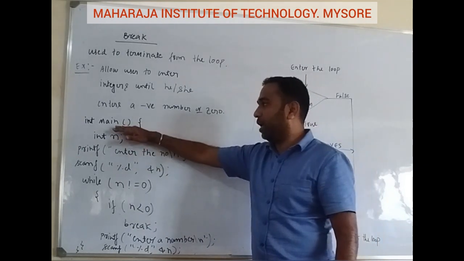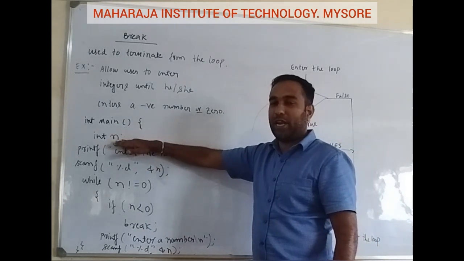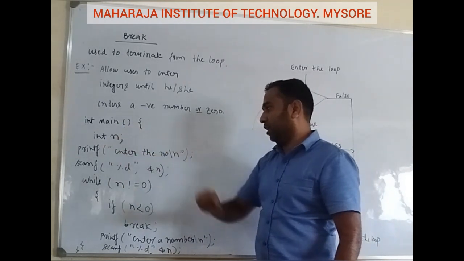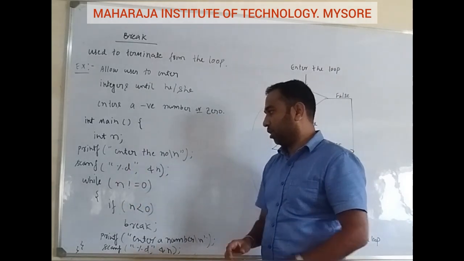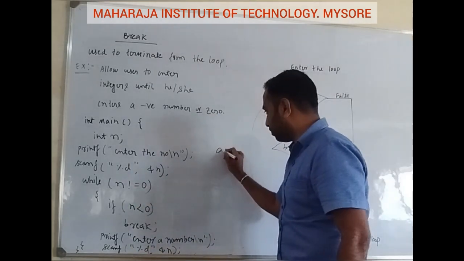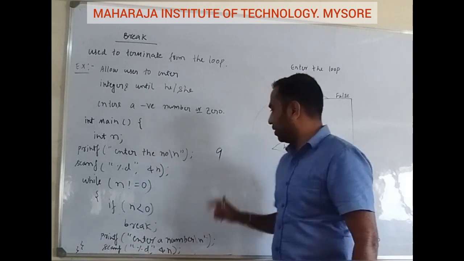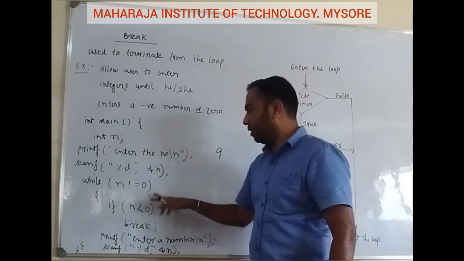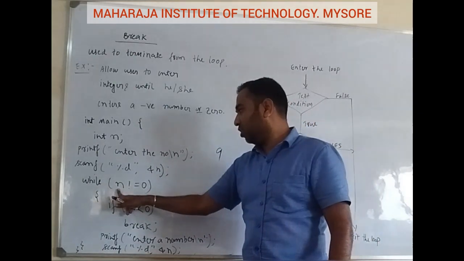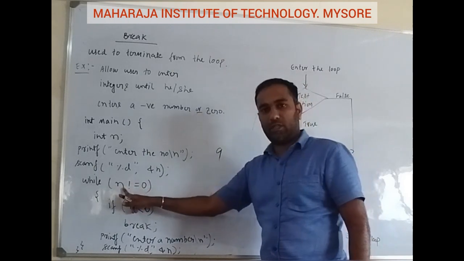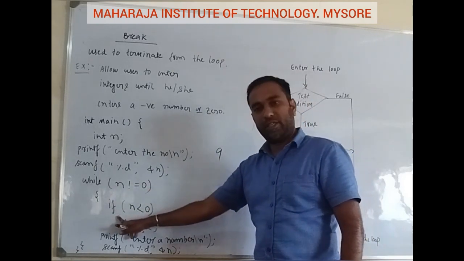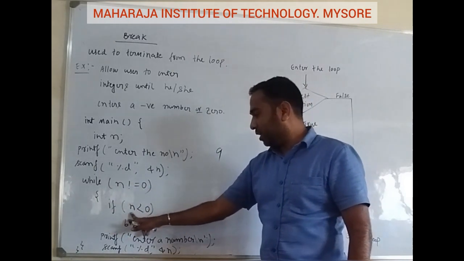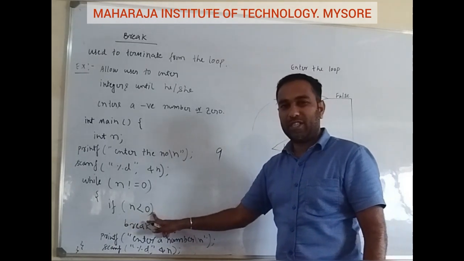So here is the main. I'm declaring the variable and initializing the value. Enter the number. Suppose I enter the value 9. My n is 9. Then I check the condition. Is 9 not equal to 0? Yes, 9 is not equal to 0. We check the condition: 9 less than 0. Is 9 less than 0?